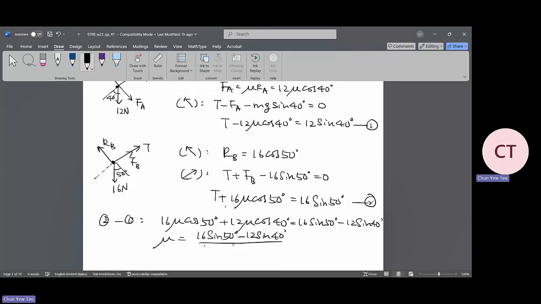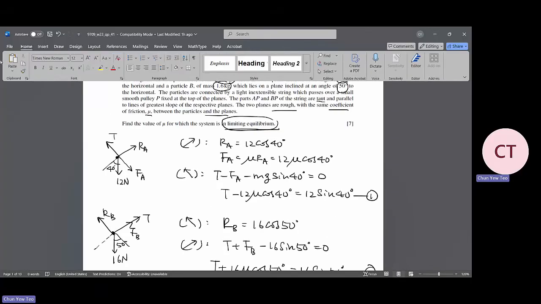Divided by the 16 cos 50 plus the 12 cos 40. And now you press everything directly from the calculator. You will get the answer. The mu is 0.233, correct to 3 significant figures. Done. So this will be the answer for question number 5.